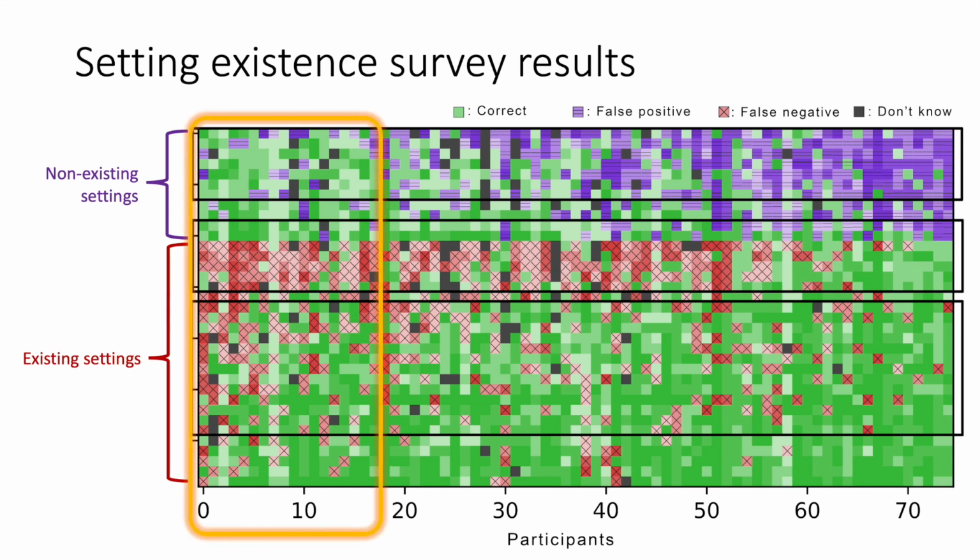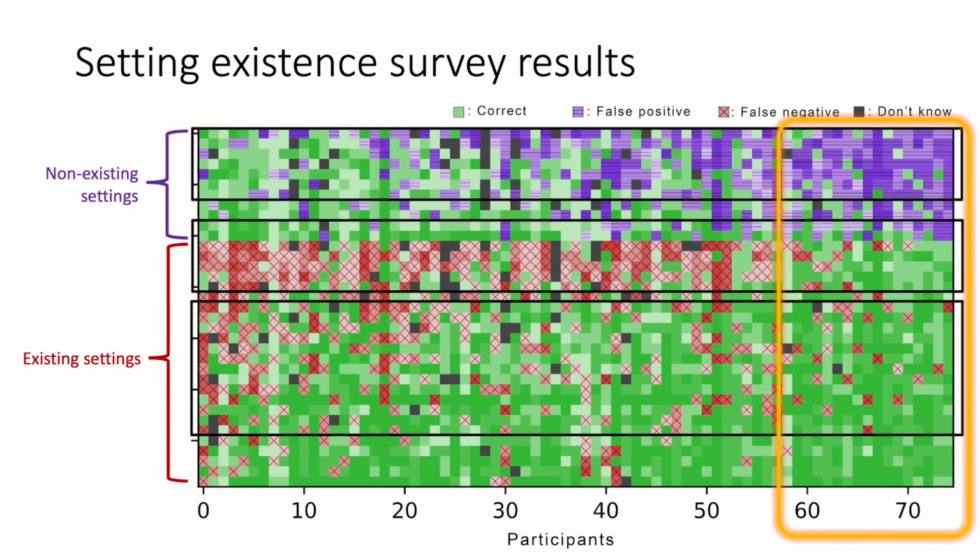First, there's a group of participants on the left that think that most feed settings don't exist. And then there's another group on the right that think most feed settings do exist. And then there's those in between. Statistically, half the participants did no better than random on this survey.